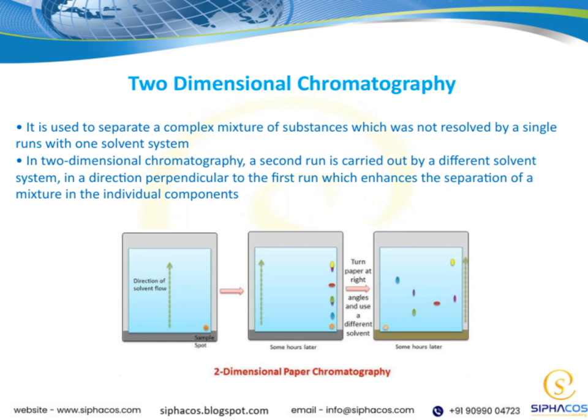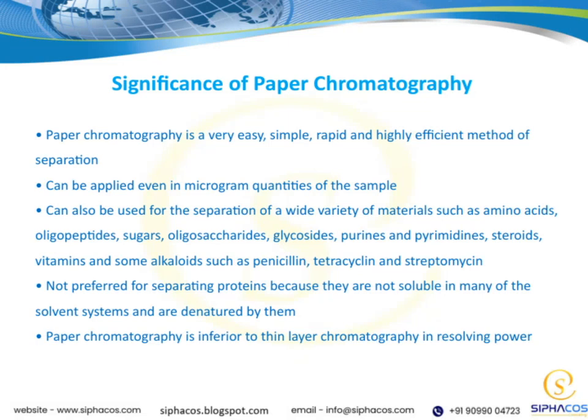Paper chromatography is a very simple and efficient method for separating different substances. It's quick, easy to perform, and can be used even when you only have microgram quantities of a sample. This makes it really versatile in various applications. You can use it to separate a wide range of materials, including amino acids, oligopeptides, sugars, oligosaccharides, glycosides, purines, and pyrimidines, as well as steroids, vitamins, and some alkaloids like penicillin, tetracycline, and streptomycin.